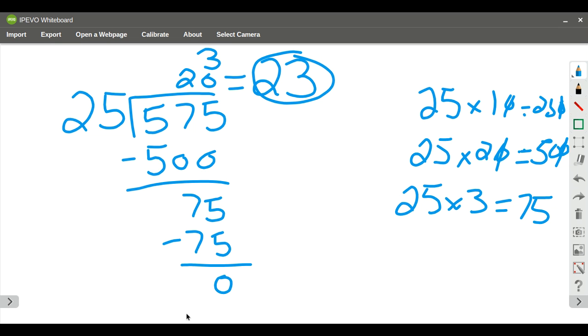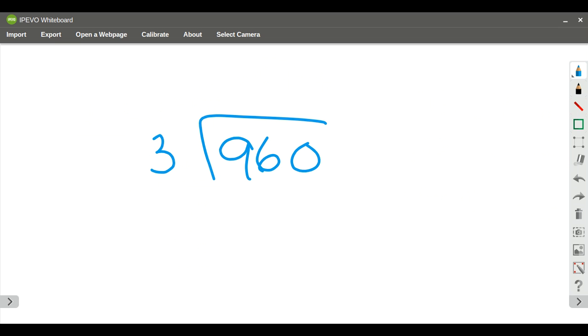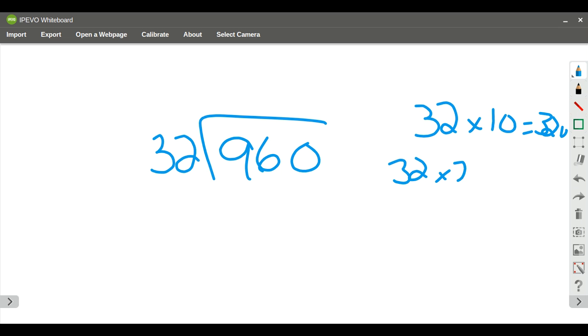Okay, let's go ahead and take a look at the last problem that we're going to look at for today for your guided practice. And that's going to be 960 divided by 32. So I look for how many times I need to multiply 32 by. So I'm going to use my patterns of 10. So 32 times 10 is going to be 320. 32 times 20 is going to be, I'm just going to double the 32. So it's going to be 640.